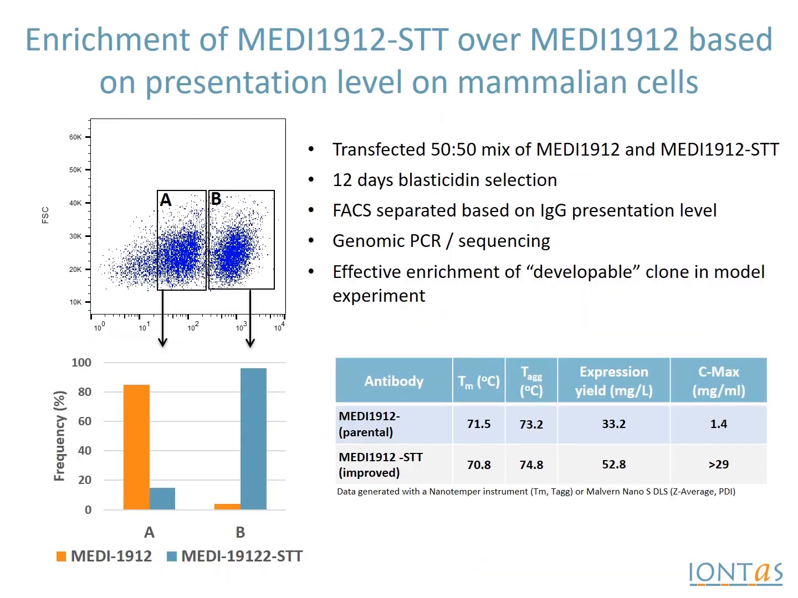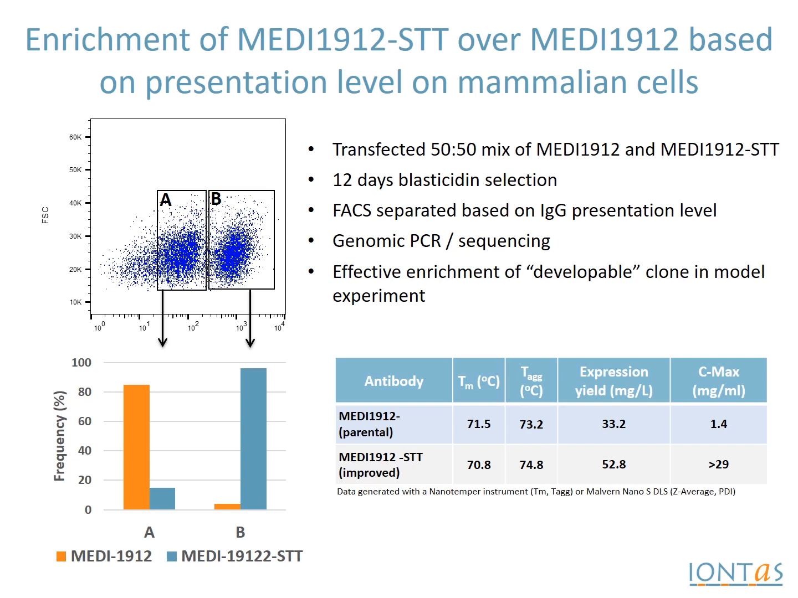We use the MaxCyte electroporation system not only for making our libraries but also for transient expression either in HEK293 cells or CHO cells. And the table on the bottom right here shows the result of comparing the properties of the MEDI1912 parental antibody with the improved variant. And as I mentioned earlier, you can't really tell by looking at the melting temperature that one is improved over the other or that the parent was problematic. Similarly, the expression yields between the two aren't significantly different. However, again, in our hands, when we concentrate these up, we can see that the parental antibody does indeed precipitate, in our case at 1.4 mg/mL.